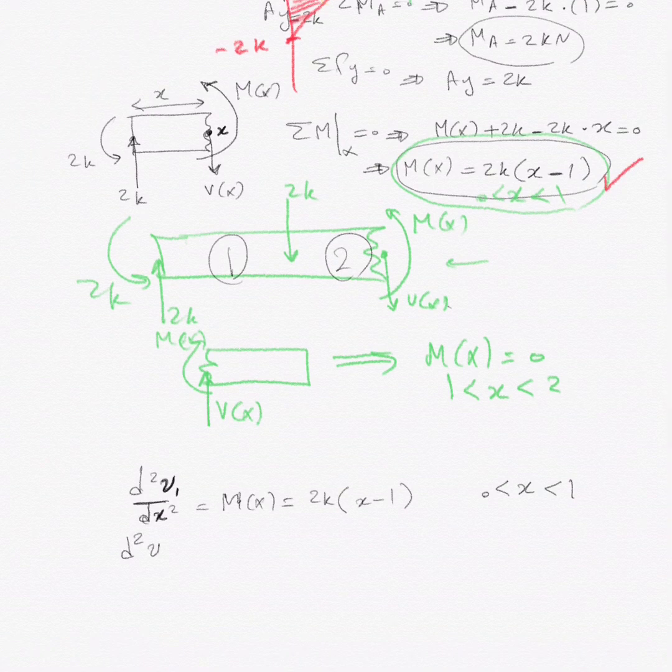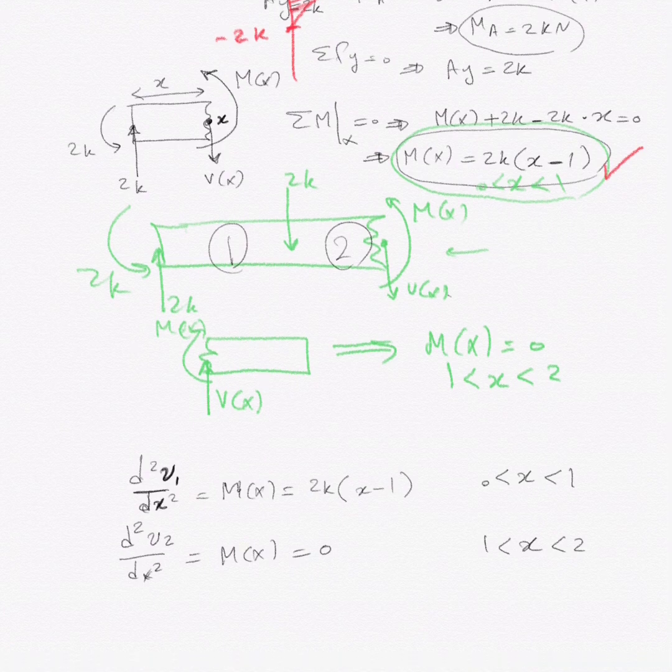So the second derivative of v2, which is showing my deflection in interval number 2, between 1 and 2, d²v2/dx² is equal to Mx between 1 and 2, which is equal to 0 there. So this is a precise mathematical formulation. In fact, we are simply using the same formulation: second derivative of deflection is equal to Mx. But just because we have a different moment relation, we have to consider this separately. And this is a trick to do this kind of problem.